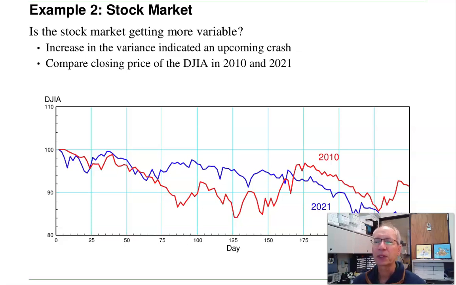Now here's what the data was. If I normalize it so that the starting value is always at 100, there's how the stock prices varied each year. Is the stock market getting more variable? Meaning that I would start to worry that maybe the stock market is going to crash.